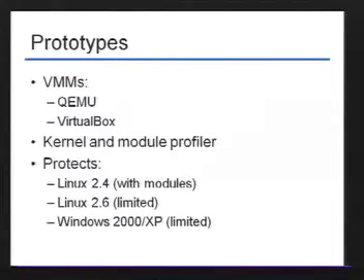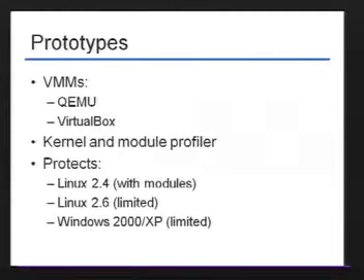So I prototyped this in both QEMU and VirtualBox. And I implemented that kernel module profiler for Linux 2.4. So I ran all my tests on Linux 2.4, Linux 2.6, and Windows 2000 and XP. Linux 2.4 has full support. The other two operating systems have more limited support. Linux 2.6 because I didn't take the time to do the module profiling. It wasn't important for these results. And Windows 2000 and XP because I'm really not sure how its driver functionality works.